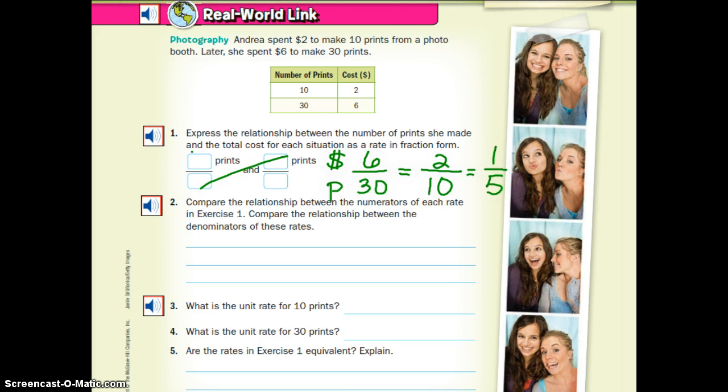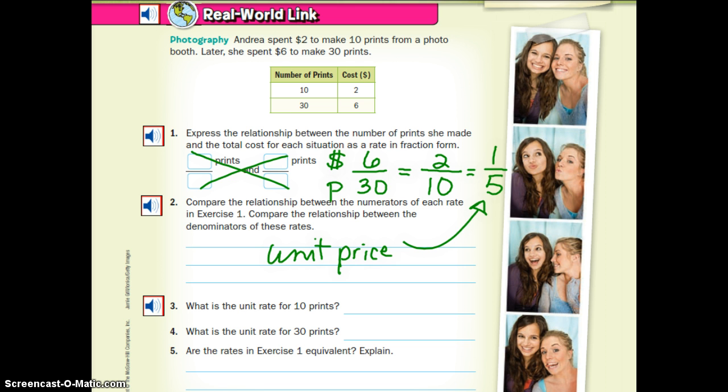So again, I'm really not happy with the way they wrote that. I always prefer to put money on top. Compare the relationship between the numerator of each in exercise 1. So what we've noticed, again, money is a unit price when we get down to 1. So at this point, I have a unit price.